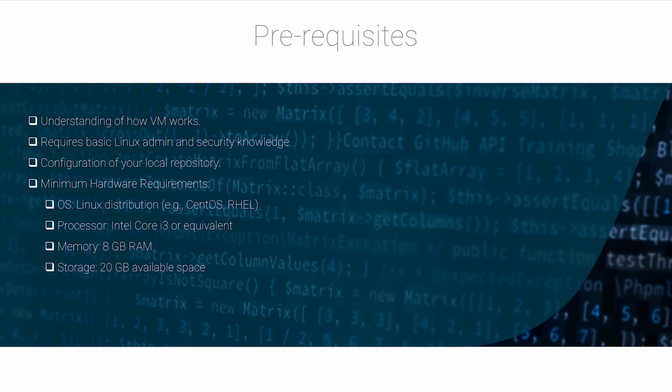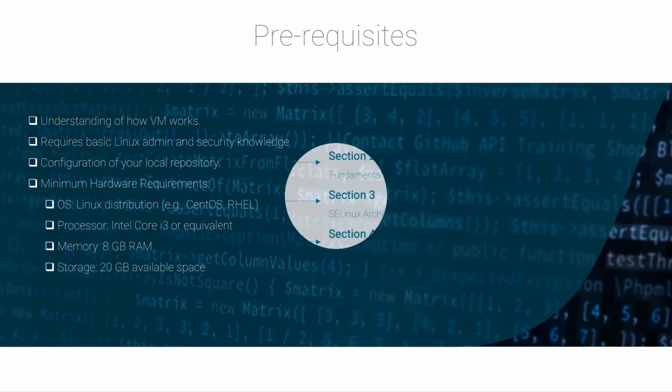Minimum requirements for your hardware. You must have any Linux distribution, but I encourage people to run CentOS or Red Hat Enterprise Linux. The processor minimum should be Core i3 or equivalent. Minimum RAM should be 8 GB of RAM. Then storage, because you're going to use various VMs, you must have at least a minimum of 20 gigs of available space.